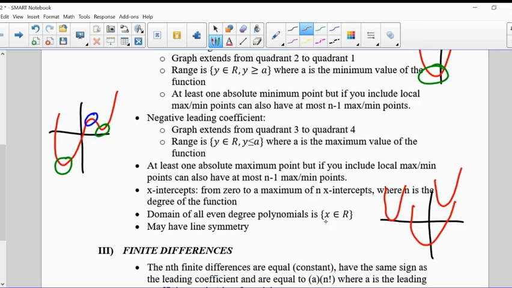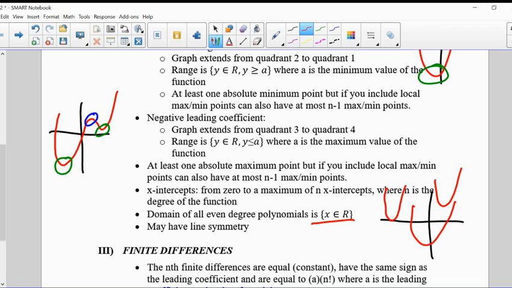So there's no restriction on the domain, but there's a restriction on the range. It's going to have some absolute max or some absolute min somewhere, right? For all even degree functions. It doesn't go on forever on the y-axis. It stops at some point and turns around and goes back in the opposite direction.